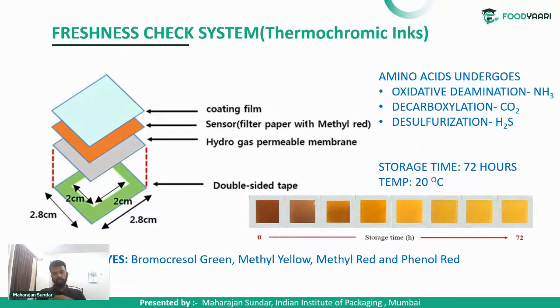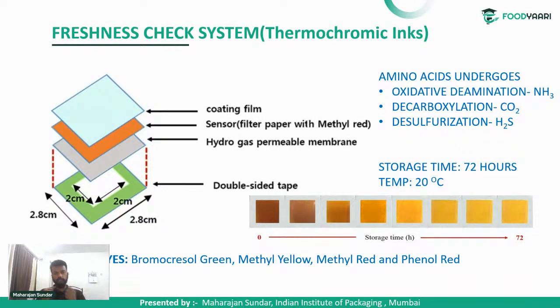Even with the storage conditions mentioned over the package, that the storage time is 72 hours and the temperature is 20 degrees Celsius, the beef naturally started to degrade. What happens? Oxidative deamination happens, decarboxylation happens, desulfurization happens. Hence, it releases NH3, CO2 and H2S.